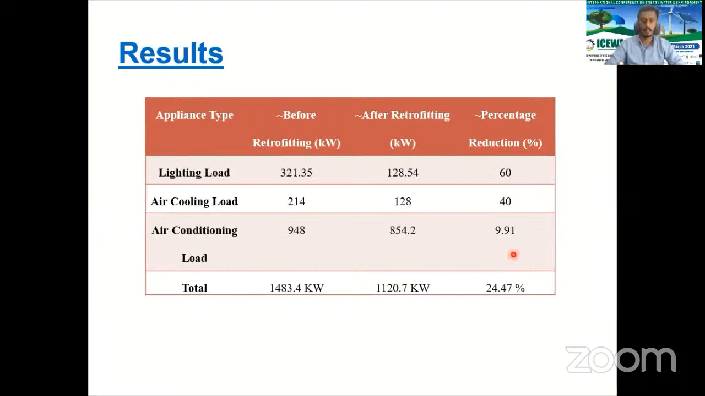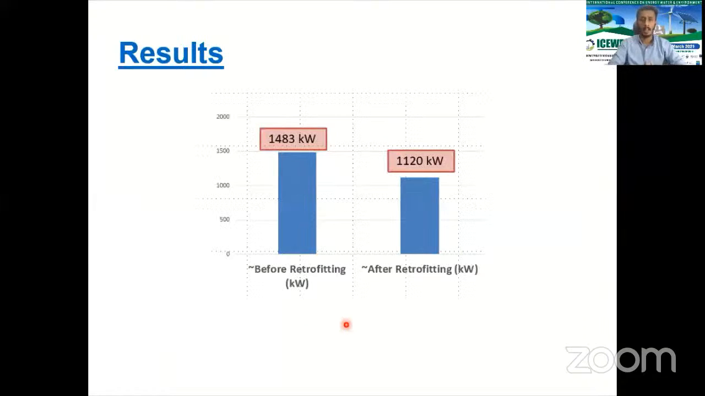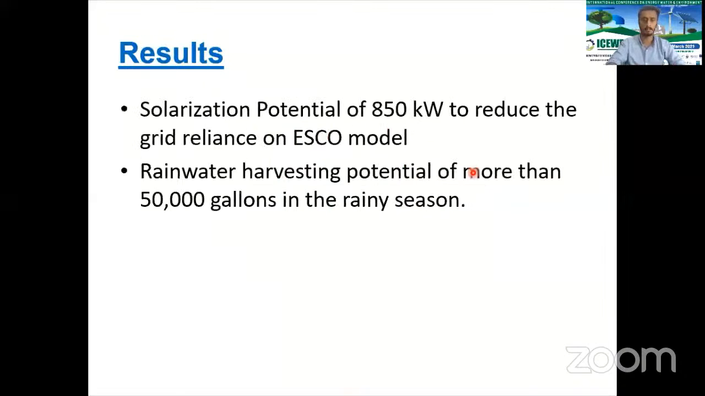If we see the overall scenario, a 24.47% reduction has been observed in the entire case study. This has been depicted in the form of a bar graph to indicate that before the retrofitting, the load was quite high. After the retrofitting practice, this was the load and this was the percentage reduction that we have achieved. So this shows very healthy results that can be implemented and replicated in other institutions as well. This is the before retrofitting result and this is the after retrofitting result.